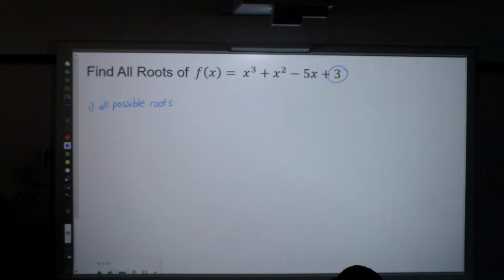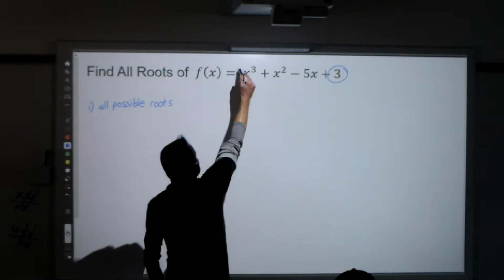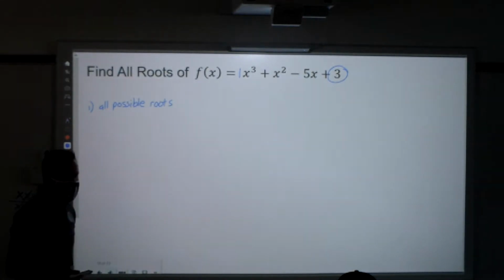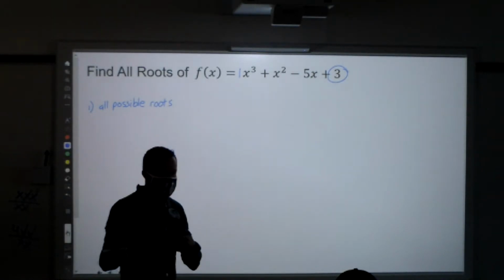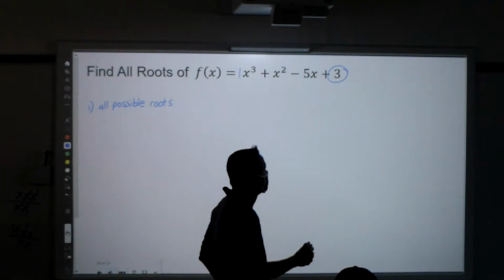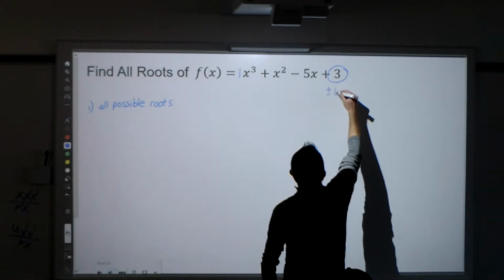What is our leading coefficient? 1. See, it's the number in front of that term, and if it's not showing it, it's 1. Okay? 1's shy, it hides it. Okay. Now, what we're going to do is look at factors of 3. What numbers multiply to give you 3? 1 and 3, good job.